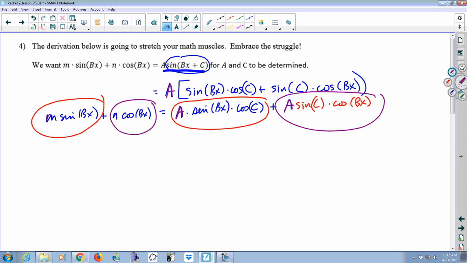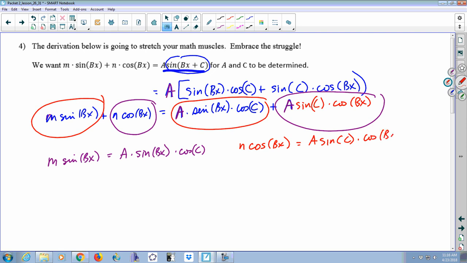All right, so what we want to do is set the red circles equal to each other and the purple circles equal to each other. So m sine of bx, that's my red circle, is going to equal my other red circle. I'm setting those two things equal. We've got to make them equal, so we're going to do our best here. Then I'm going to set the two purple circles equal to each other. Okay.